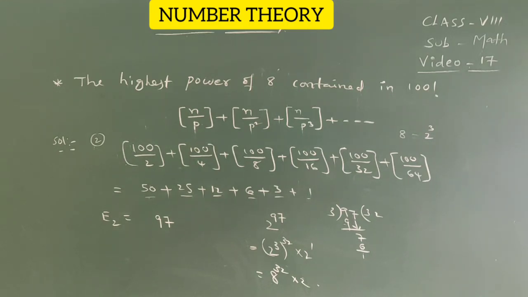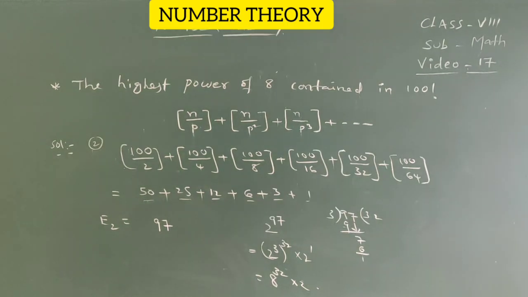In this way we can find the highest power of any number, but we have a formula for finding the highest power of primes only. If composite numbers other than primes are given, in this way you can find the highest powers. Okay, next.